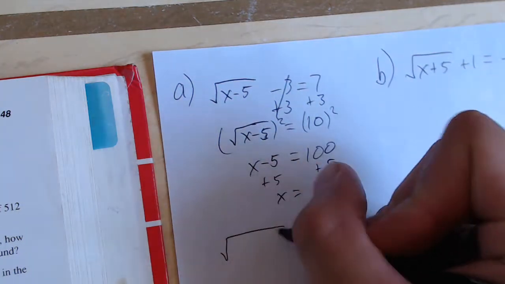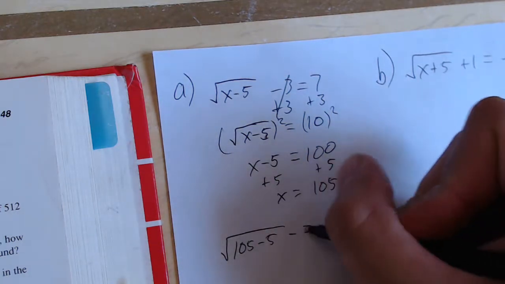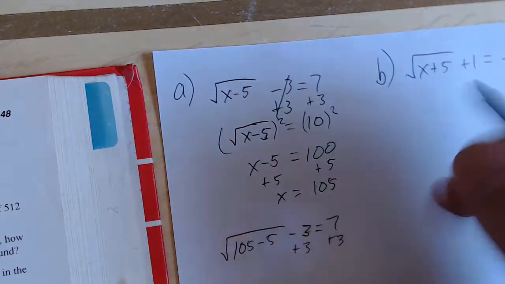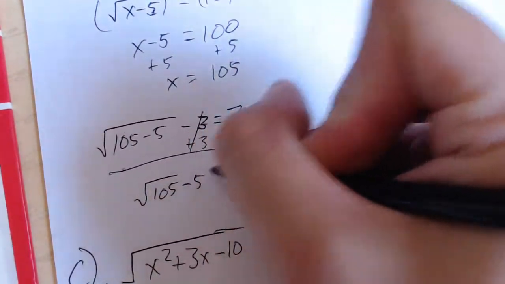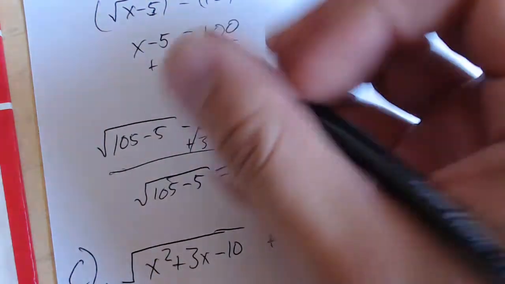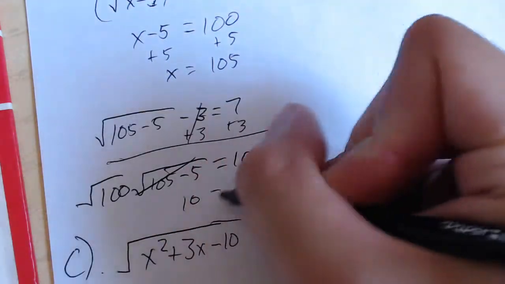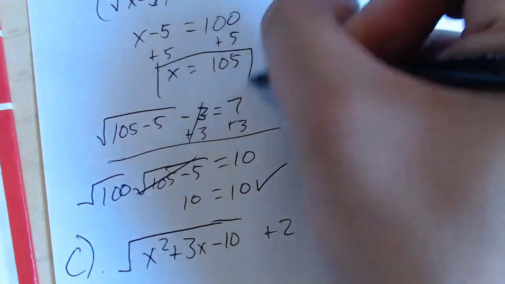So we do the square root of 105 minus 5, minus 3 equals 7. Again, we'll add 3 to the other side, and that will give us the square root of 105 minus 5 equals 10. 105 minus 5 is 100. Square root of 100 is equal to 10, and 10 equals 10. So this one works, and we know that our answer, x equals 105, is correct.